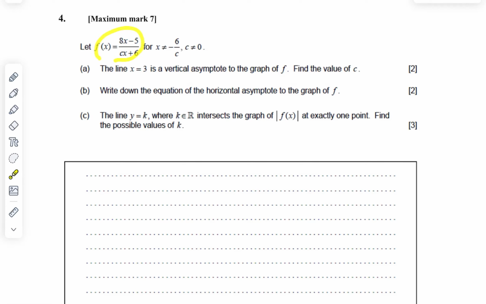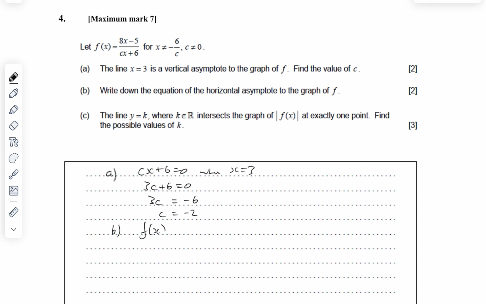So we have an equation for f of x. x equals 3 is a vertical asymptote of the graph, or vertical asymptotes occur when the denominator is 0. So that means that cx plus 6 equals 0 when x equals 3. So I put that in there, which means 3c plus 6 equals 0. Subtract 6 and divide by 3. c equals negative 2.